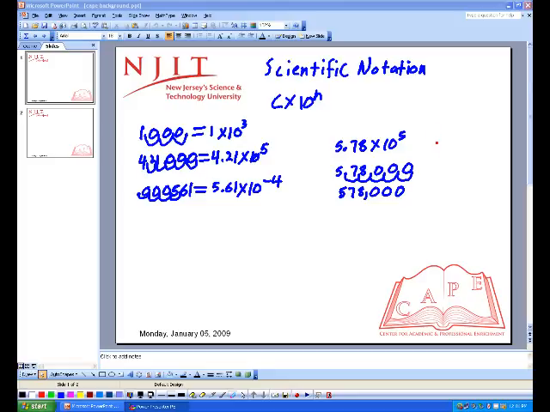Same thing if we have 4.21 times 10 to the negative 3rd. We have to move our decimal point to the left 3 times. So it's going to be 4.21 and 1, 2, 3. We put in a 0 for all the empty spots, and our number is 0.00421.